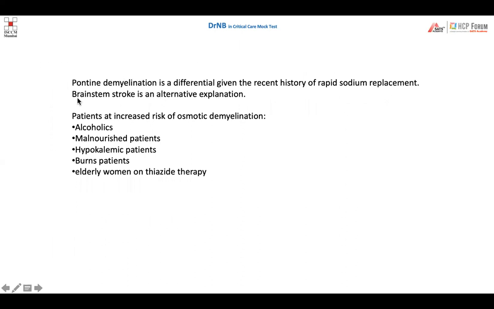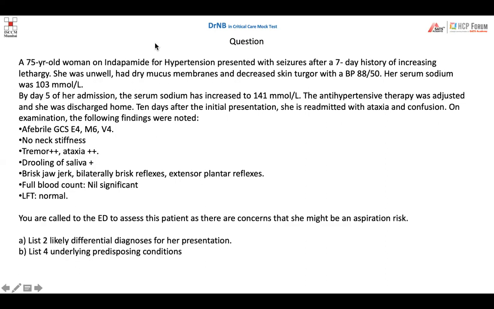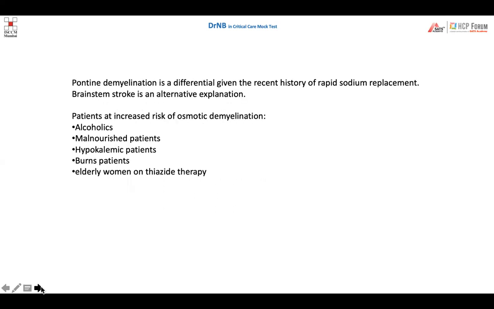So this has probably gone into pontine demyelination because of the rapid correction of sodium, which was done. Another alternative explanation for this patient would be a brainstem stroke. She's having tremors, ataxia, with drooling of saliva. And given a clear-cut history of hypertension and being unwell with low sodium that was rapidly corrected by day 5 to 141, this could be pontine demyelination or a brainstem stroke.